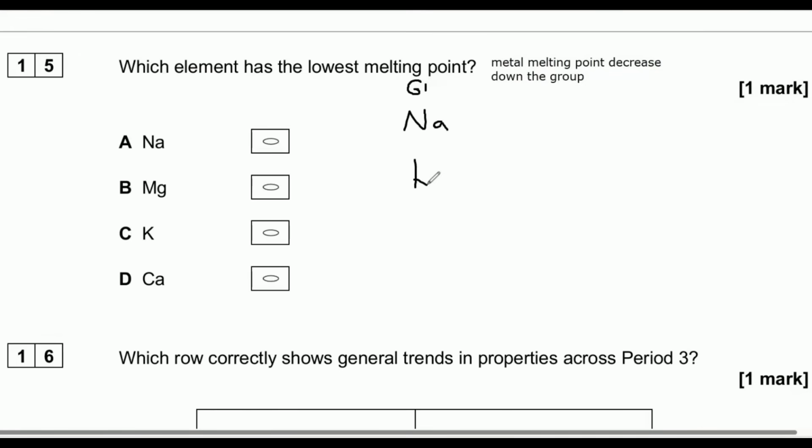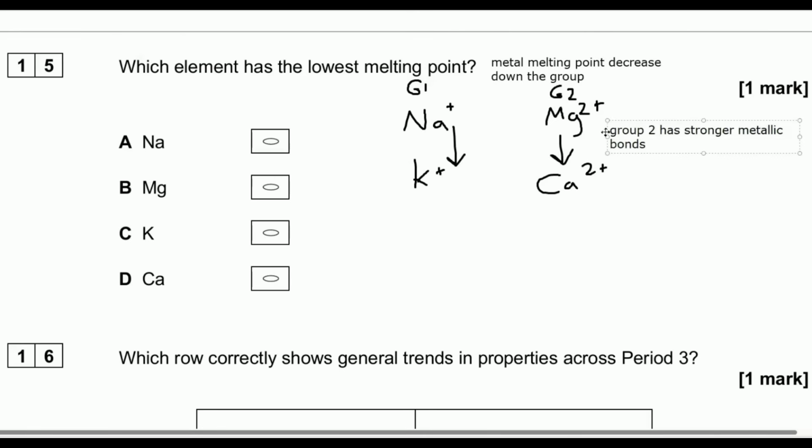The atoms get bigger, or the atomic radii increases going down groups. And what that means is the metallic bonds are weaker because they don't have such a high charge density as you go down the group. But we do know that group 2 has a stronger positive charge and so forms stronger metallic bonds between the positive metal ion and the delocalized electrons. So generally group 2 will have higher melting points than group 1.